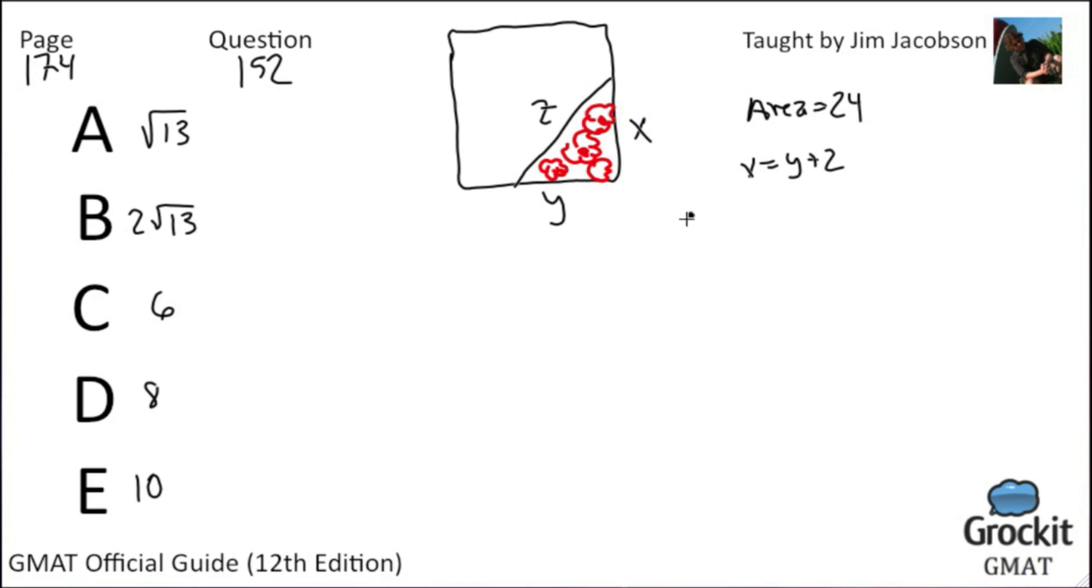So the area of this triangle, another formula that you definitely need to know for the GMAT, the area of a triangle, I'll just write it out. The area of a triangle is 1/2 the base times the height. And we have both of those numbers, or at least we have them relative to each other. So we have the area. So the area, 24, equals 1/2 of x times y.